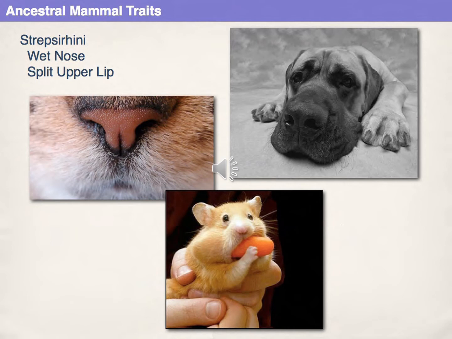Strepsirhini is an ancestral mammalian feature, and it's also retained in some of the most primitive primates like lemurs and lorises. Strepsirhini is defined by a split upper lip and a wet nose. You can see an example of a feline. You can see the dog in the upper right corner. You can see a gerbil or a hamster here nibbling on a carrot. You can easily see that you have a wet nose, you have a split upper lip, and you generally have vibrissae or whiskers. Having a wet nose is very advantageous because this allows many of these animals to have a profound sense of smell.